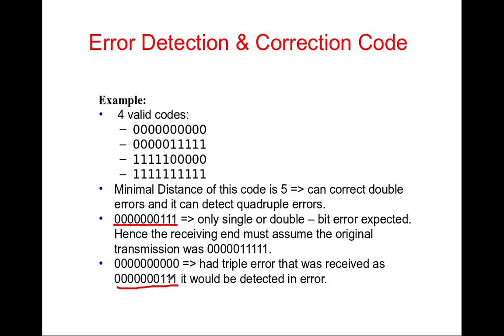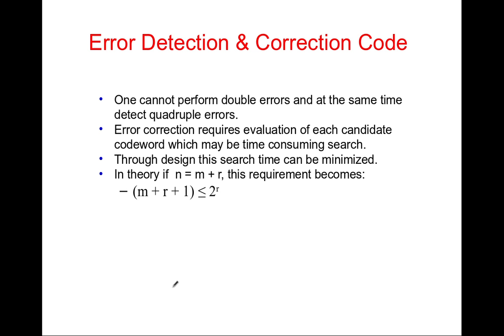all zeros, because there is no way for the receiver to change these 3 bits into 0. It can only go up to a maximum of 2-bit errors. So it's a wrong conclusion by the receiver. Now we need to consider that one cannot perform double error correction and at the same time detect 4 errors. It is not possible. Either we can correct 2 errors or we can detect 4 errors.